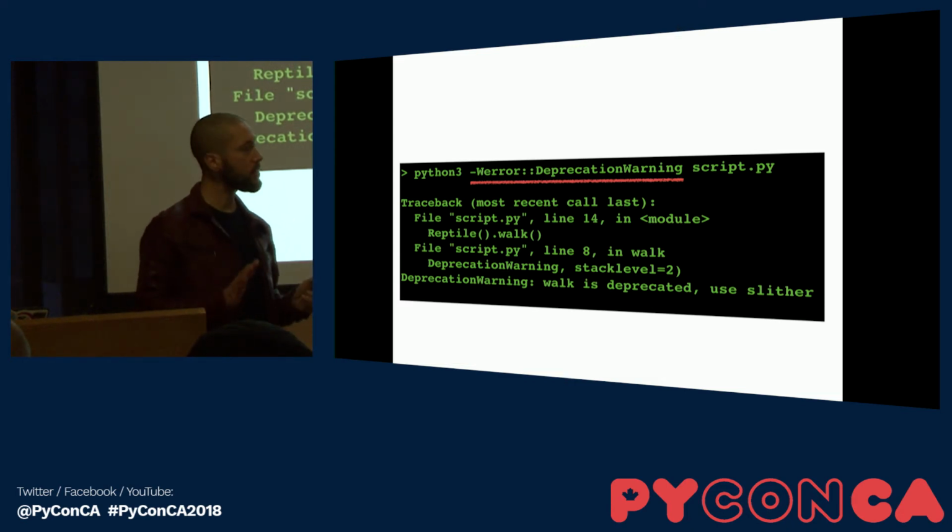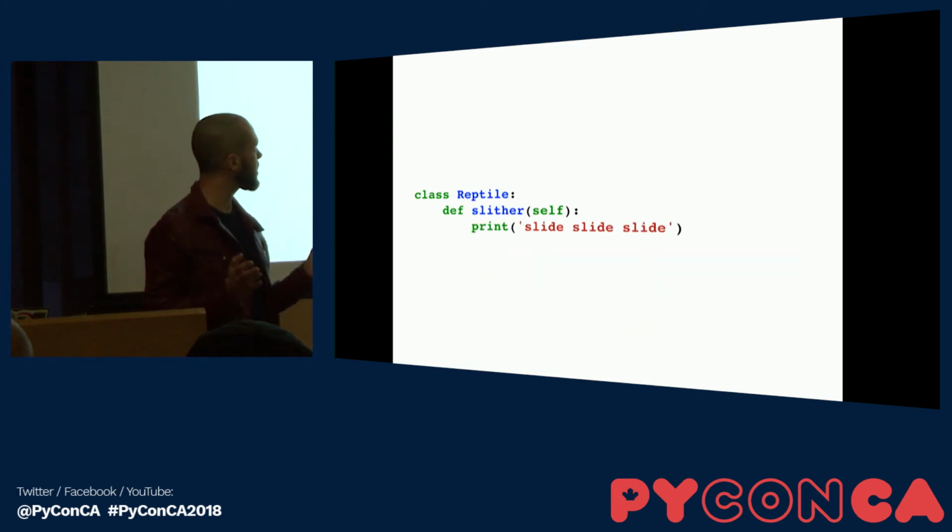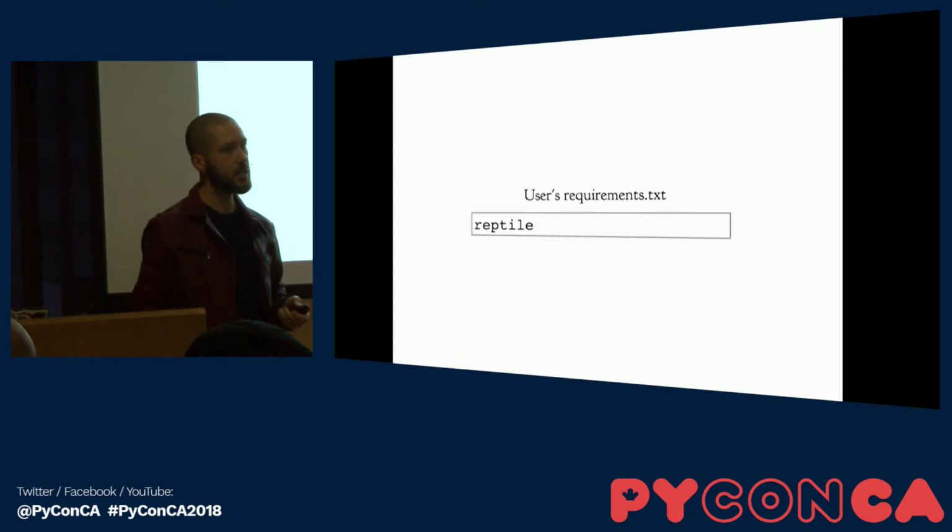So this is great. With all of this stuff in place, now you can just delete the walk method, and only leave slither in place, right? Not so fast. Consider how your users actually deploy their code. They probably have a requirements.txt, and it depends on the reptile library, but your users don't know what versions they can depend on. They don't know whether it's safe to upgrade or not. You need to teach them, you need to communicate about the pace of change of your library.